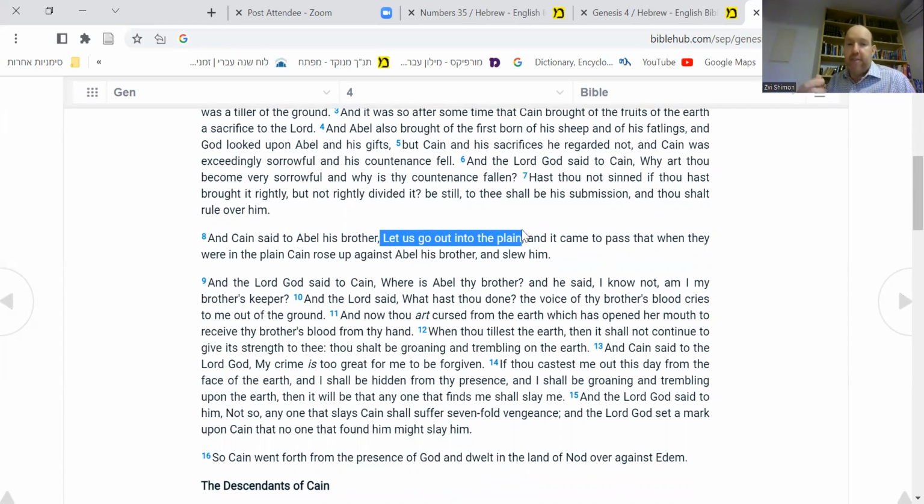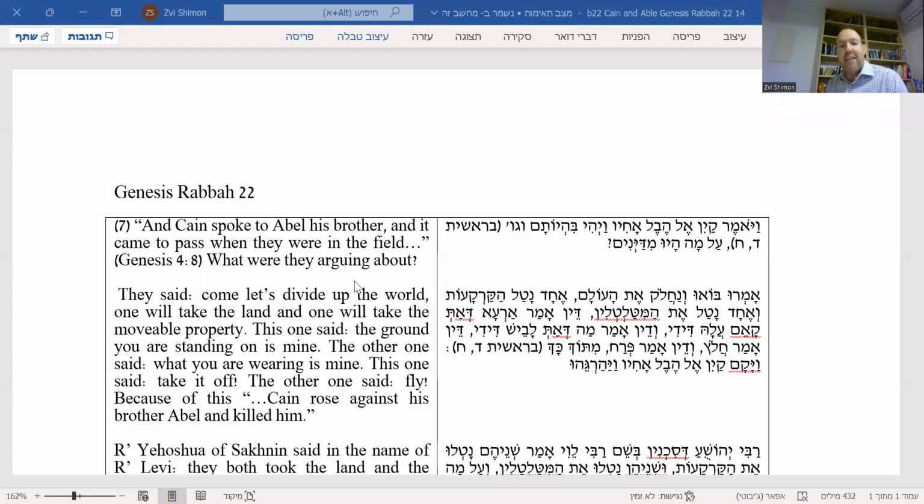And this lack of information is picked up by the ancient sages, and in their homiletical midrashic approach, they try to fill in the missing details. And here I want to take a little tangent and see how the ancient sages, Chazal, grappled and filled in the missing information for this conversation, what Cain said to Abel, his brother.